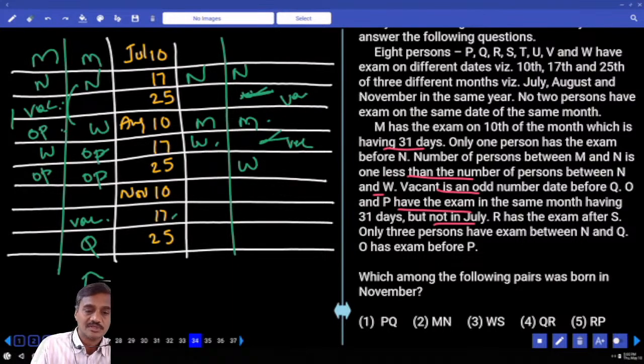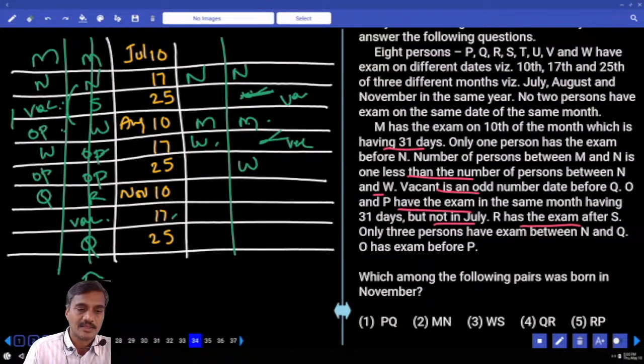Then in this one, and vacant is here. Then what is the next case? R has exam after S. R is having after S, R is here, S is. And R is having after S 3 persons between N and Q. Now between N and Q there must be exactly 3: 1, 2, 3, Q is here. Between N and Q 3 persons, but not 3 dates. 3 persons. Between N and Q there must be exactly 3. This case is ruled out.